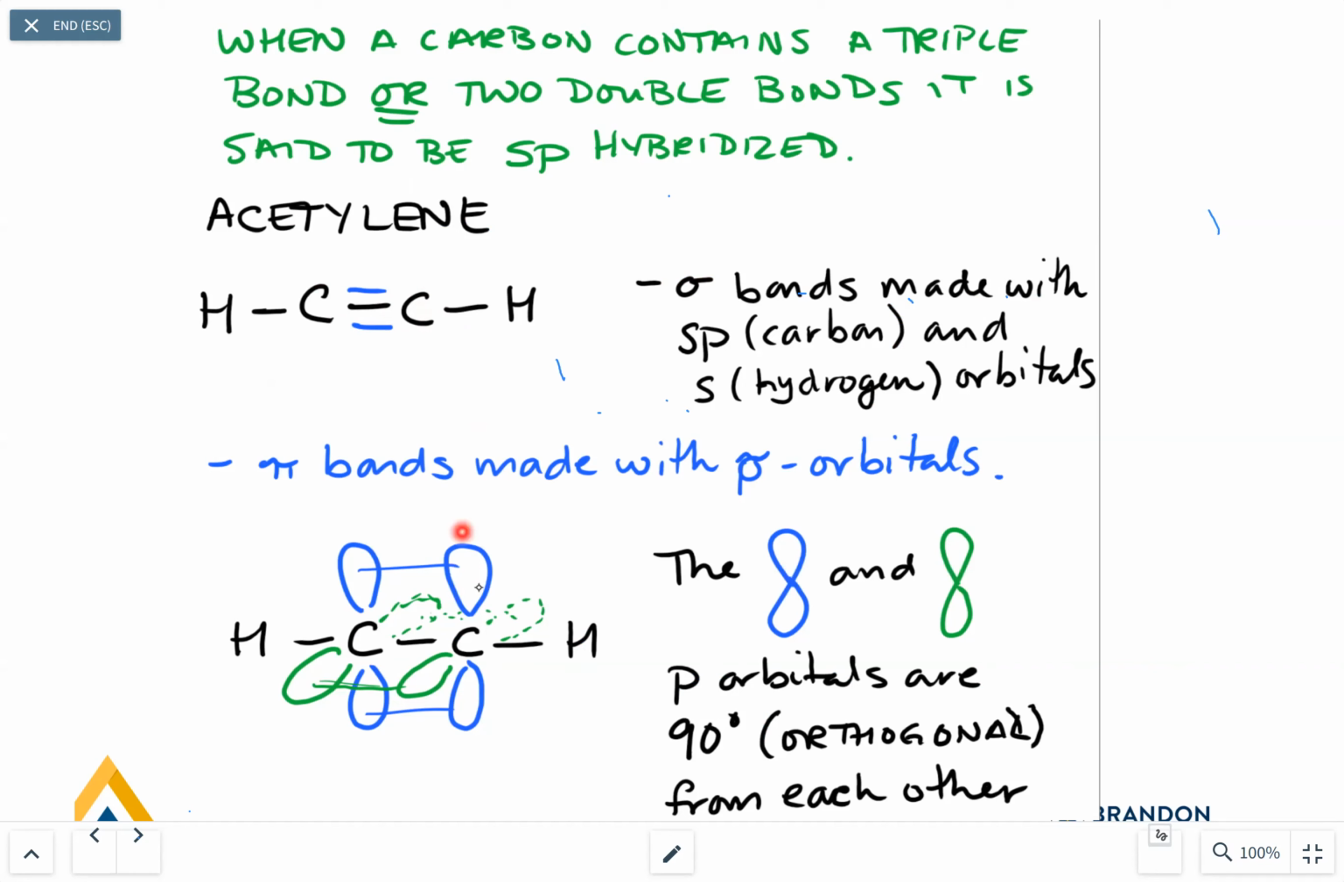So one is in the plane of the whiteboard going straight up and down, whereas these green ones are sort of, one lobe is pointing directly towards us and the other lobe is pointing into the background. So the electron density would be above and below and on each side of the various carbons. So this would be a linear molecule, sort of like a cylinder, but this p orbital would be 90 degrees from this p orbital.